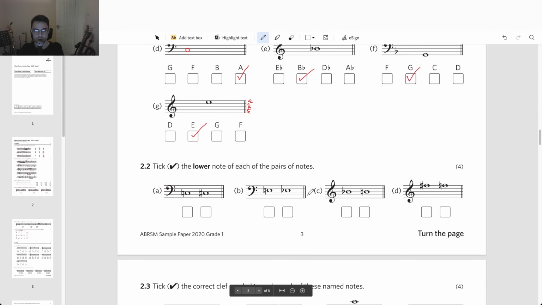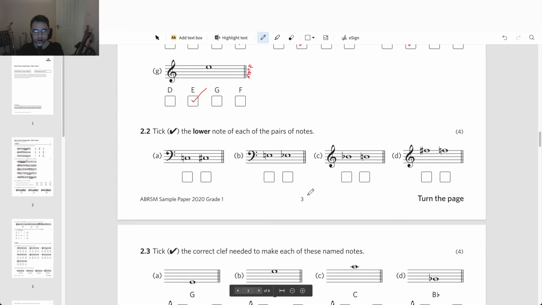All right, 2.2. Tick the lower note of each of the pairs of notes. All right, what have we got going on here? We've got bass clef, and then a C natural, and a C sharp. Well, it's a C natural, because if we put a sharp sign in front of it, it raises it up 1 semitone. So this is our low note here.